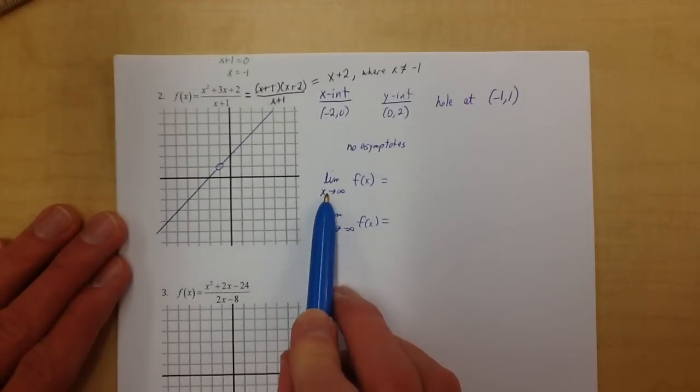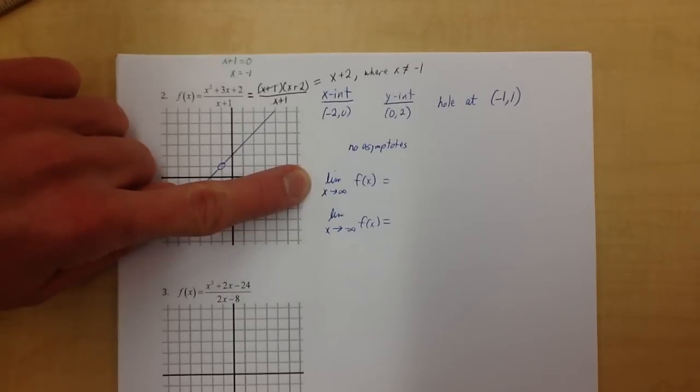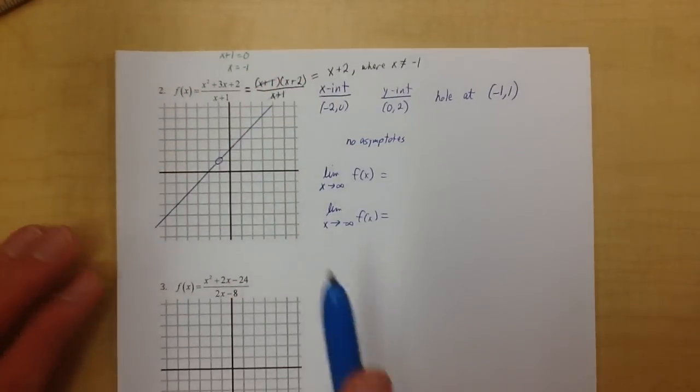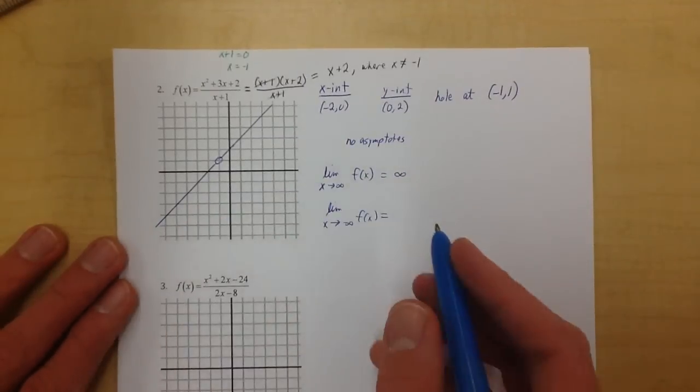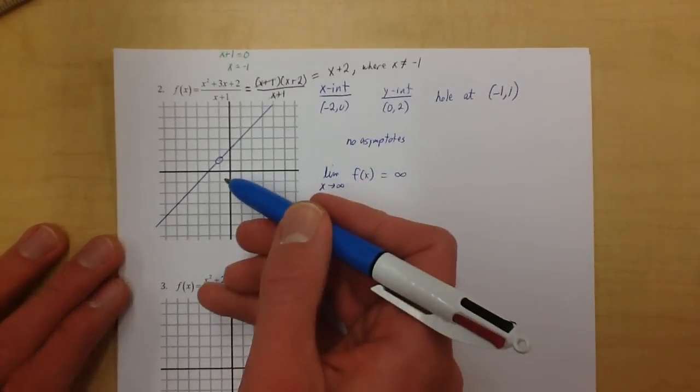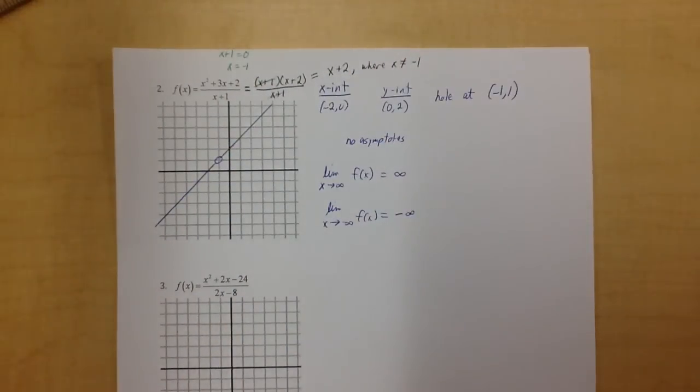So the limit as I approach infinity, as x gets bigger, what happens to the y value? It's going up. So if I kept drawing this forever, it would go up. So same graph we had, only with a hole in it on number 1. So as I approach negative infinity, it goes down. There we go. There's number 2.